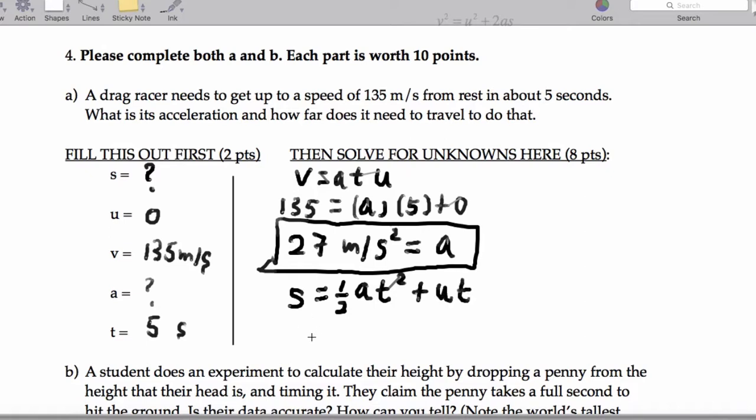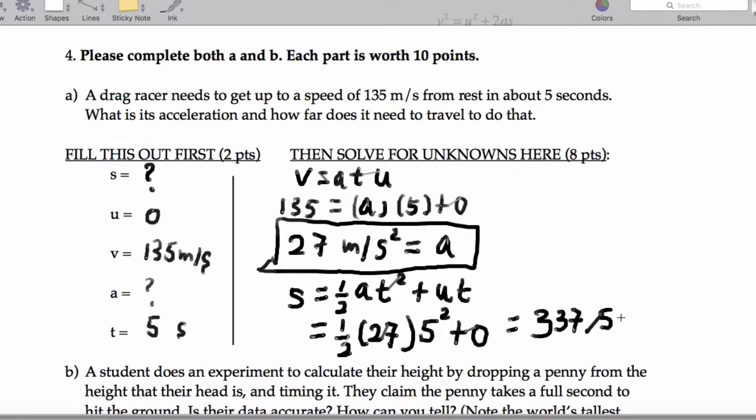Let's plug in our numbers. So we have 1/2 times 27 times 5 squared plus 0, because 0 times a number is 0. And this is going to end up giving us quite a big number, actually. I'm getting 337.5 meters. Let me try that again. 337.5 meters. So there's our answer for part A.